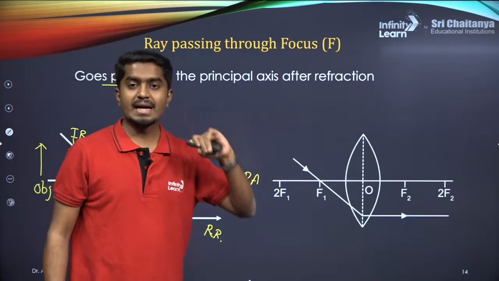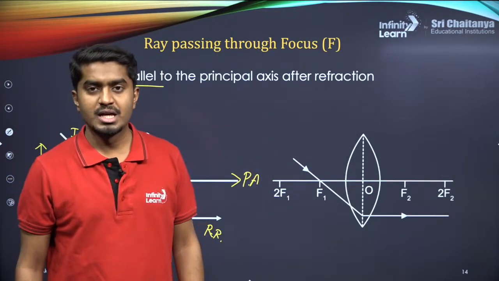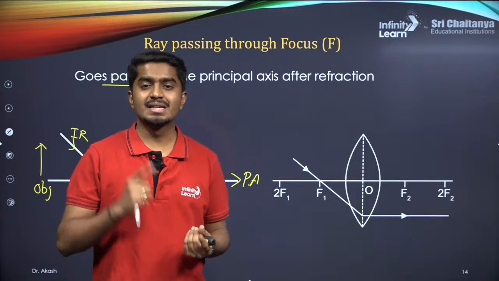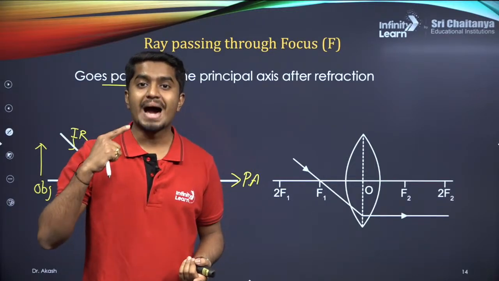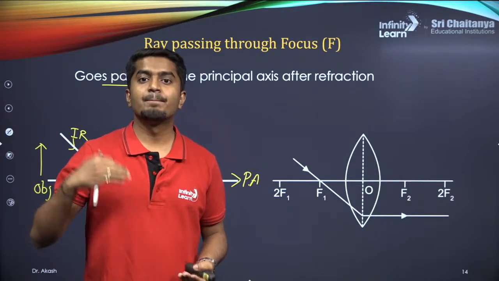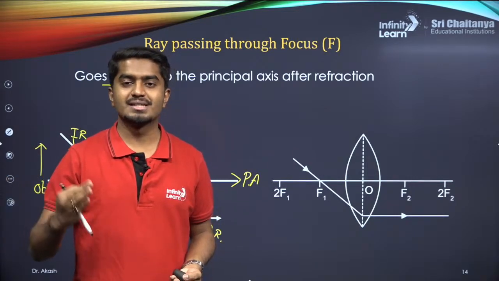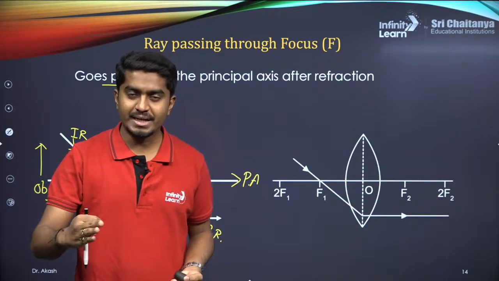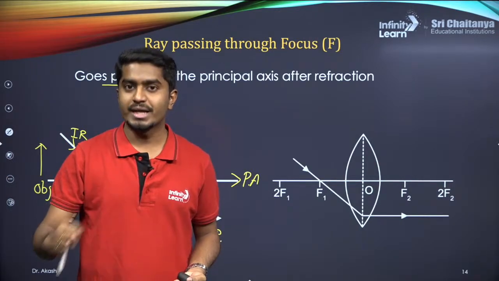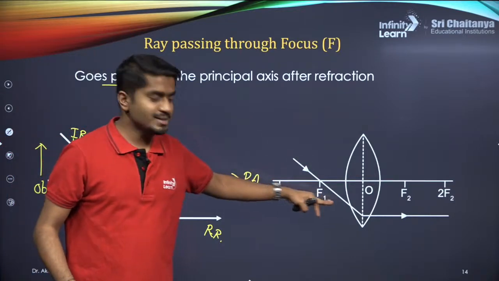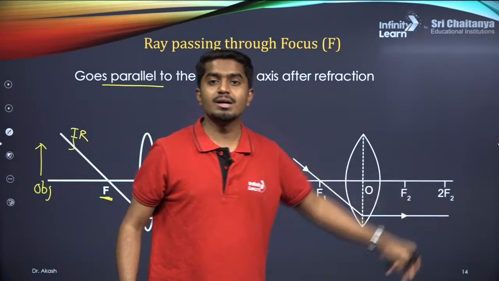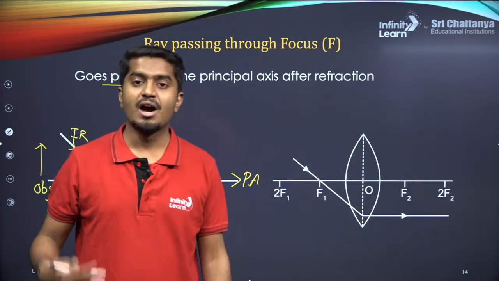So this is the ray diagram you need to remember. Learn these 3 rays. Tell me, what are those? First ray: when the ray is parallel to the principal axis, it passes through the focus on the other side. Second, a ray passing through the optical center passes without any deviation. And third, a ray passing through the focus will be parallel to the principal axis after refraction.